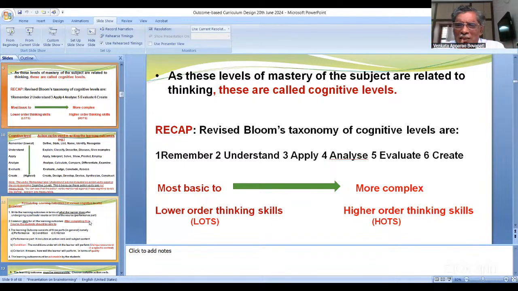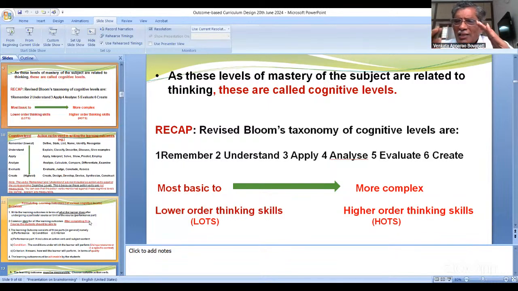As these levels of mastery of the subject are related to thinking, we call them cognitive levels. Cognition means related to mental process, thinking process. So let us recap. What are the 6 learning levels according to revised Bloom's taxonomy? From lowest to highest we shall proceed: remember, understand, apply, analyze, evaluate, and create. Remember is the lowest level, create is the highest level.